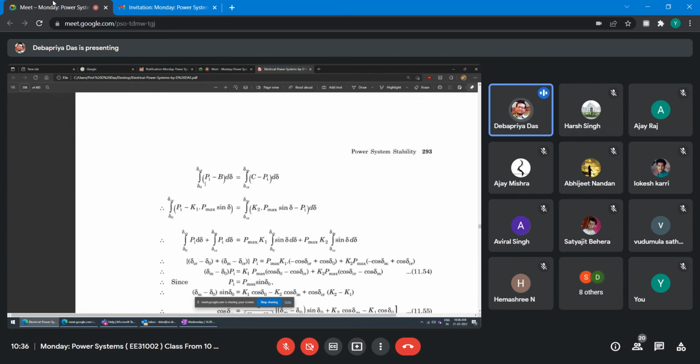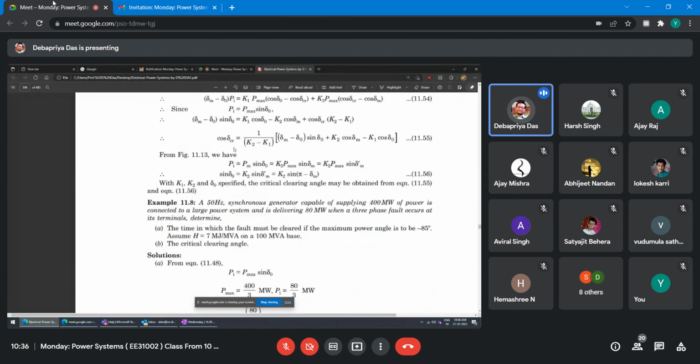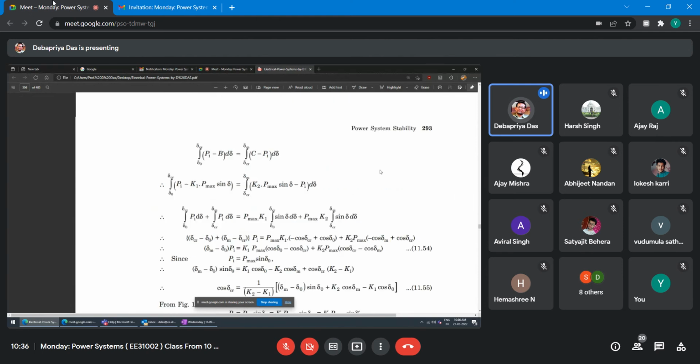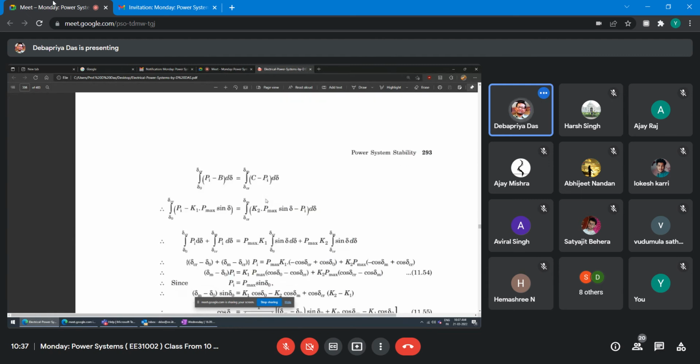So this way, from delta zero to delta CR, that is a sine curve only, and delta zero to delta is minus P_R. If you substitute all and simplify, a little bit you do it, you will find cos delta CR equals 1 upon K2 minus K1 into this expression, right? Now, P_I is equal to P max sine delta zero, and P_I, P max sine delta zero, is equal to K2 P max sine delta M dash, right? Here we have made one delta M dash, because from this symmetry, this is delta M dash, this is delta M, so delta M is pi minus delta M dash.